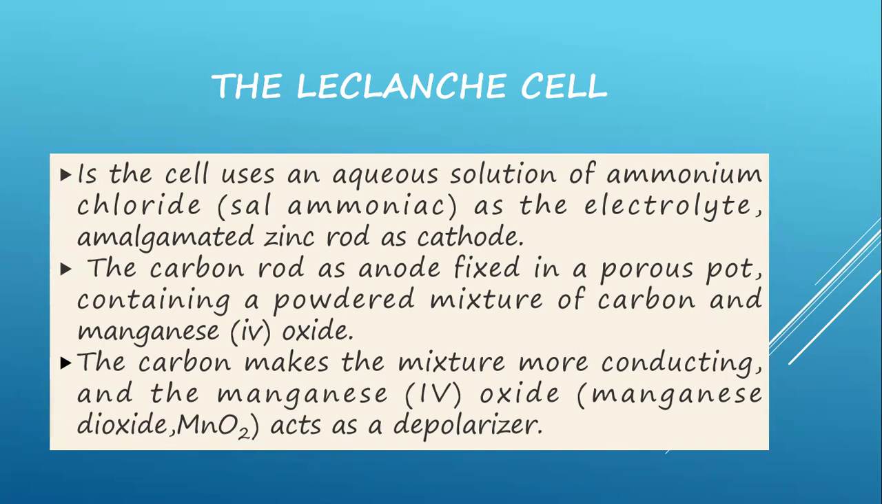The amalgamated zinc rod as cathode. So this is the Leclanche cell. This is what it is made up of: the aqueous solution of the ammonium chloride as the electrolyte and the amalgamated zinc rod as the cathode. Now the carbon rod as the anode is the one that is fixed in the porous pot containing a powdered mixture of the carbon and the manganese oxide.